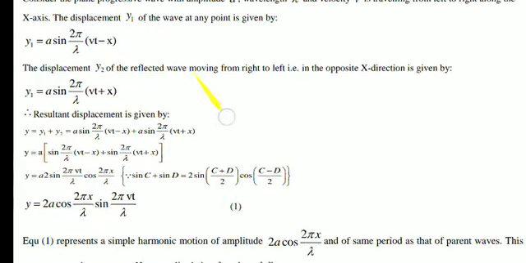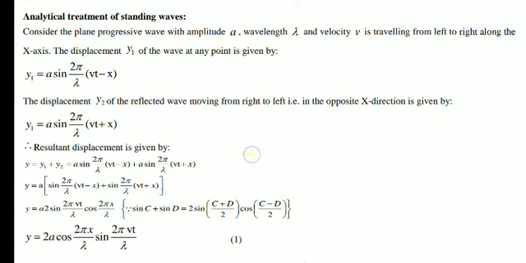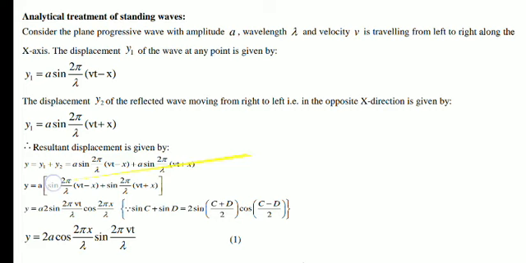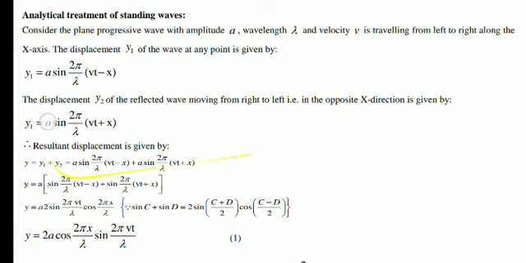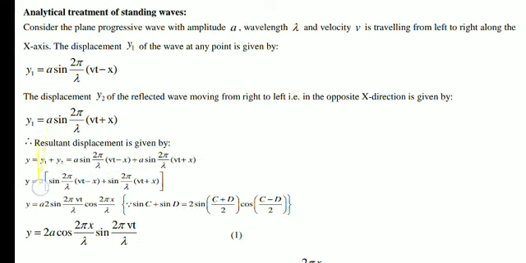Now we will see the analytical treatment, how to analyze this particular situation mathematically. We will consider two waves. The displacement of one wave is represented by y1, and the displacement of the other wave is represented by y2. Actually here it should be y2, there is a mistake from my side. One wave is moving from left to right, represented by y1 equals a sine 2 pi by lambda (Vt minus x). Minus indicates that the wave is moving from negative to positive direction, left to right.